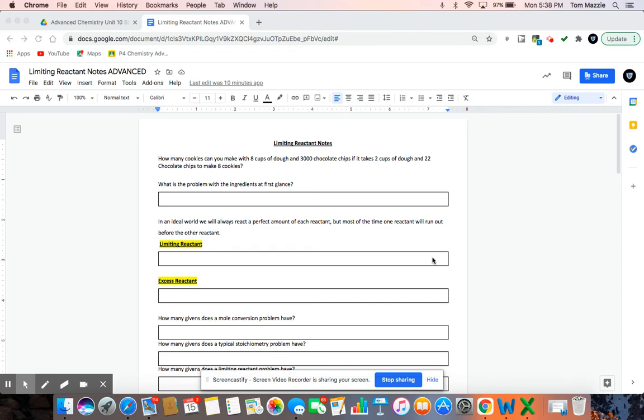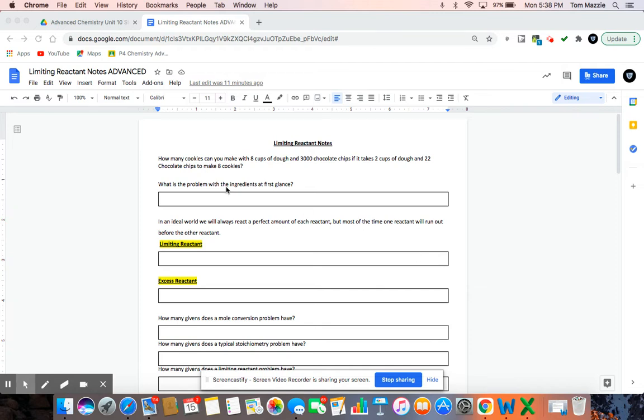Hey everybody, we are talking today about limiting reactants. Yesterday, you guys did an activity about building cars with engines and bodies and tires, and you were figuring out how many cars could be made. Today's really just an extension of what you did yesterday. I'm going to give you a similar example to the cars to start with, and then we're going to go into some more chemistry based examples.